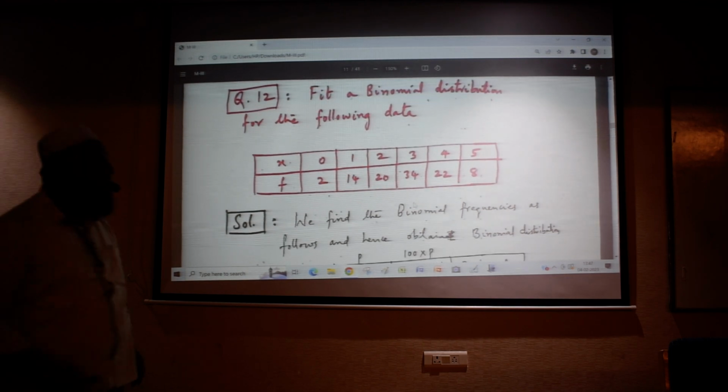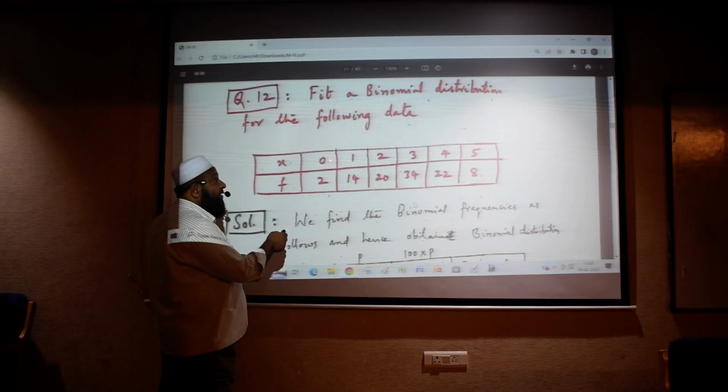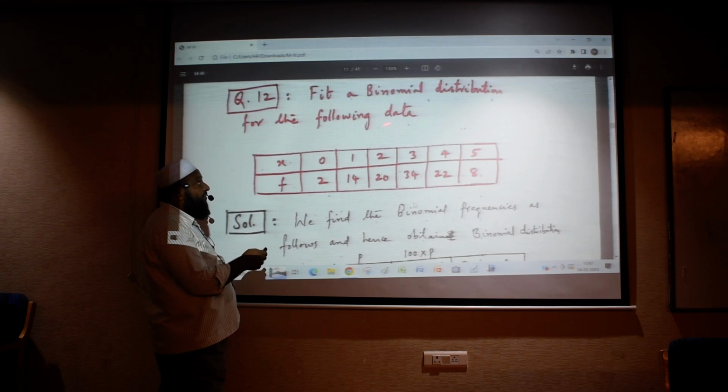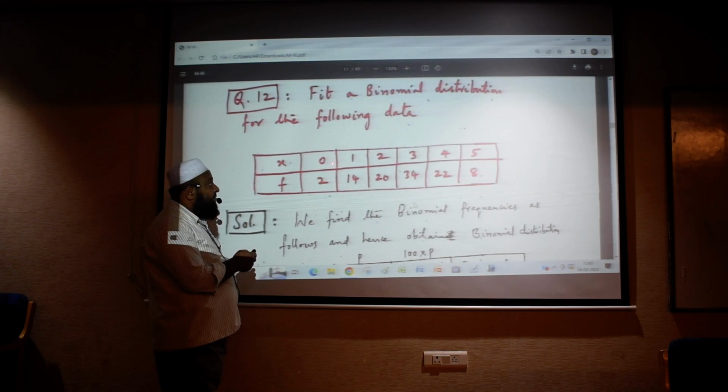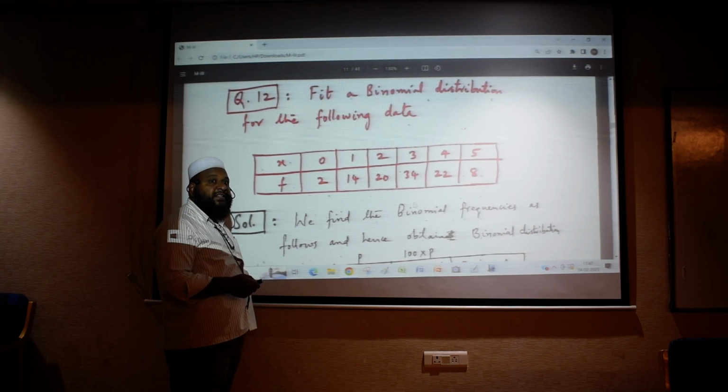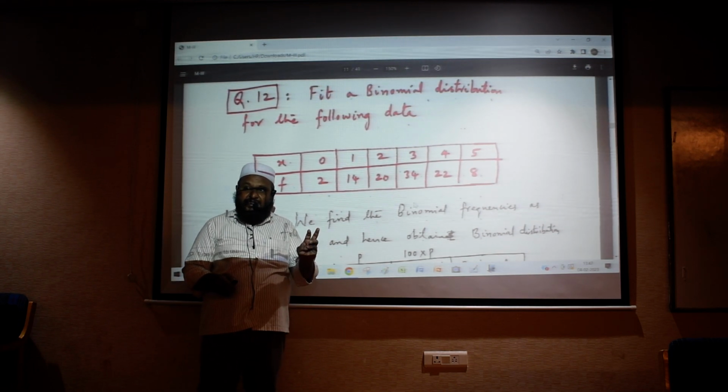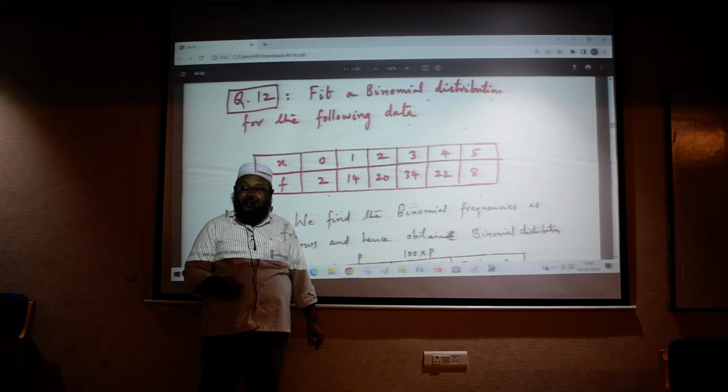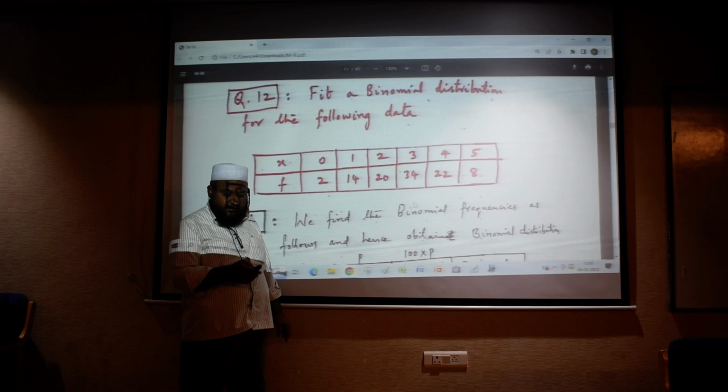Now, fit a binomial distribution for the following data. x is taking what values? 0, 1, 2, 3, 4, 5, meaning 0 successes, 1 success, 2 successes. So what is n here? n is at maximum 5, right?